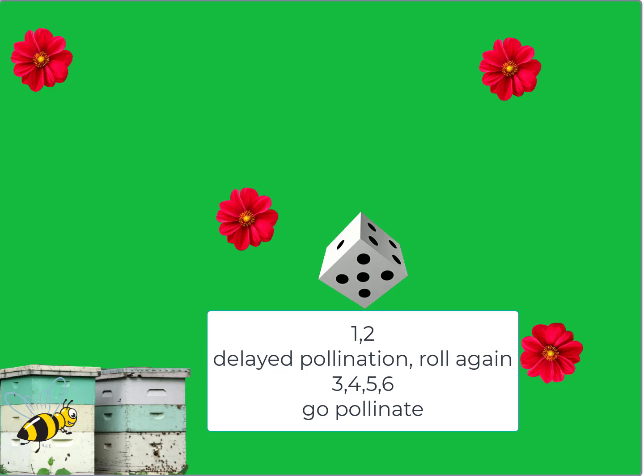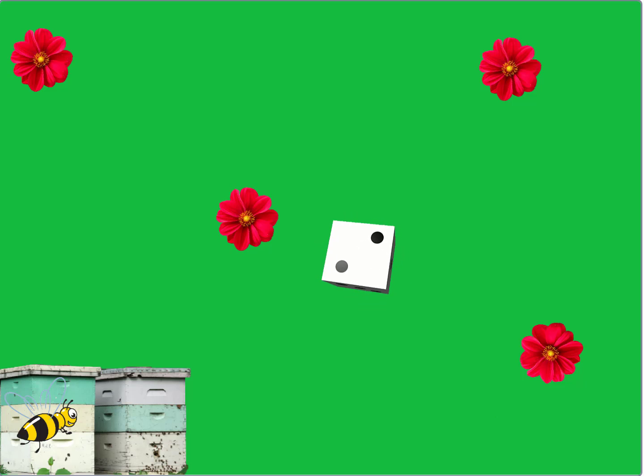The second one is going to be climate change. This is where the dice come in. Students are going to roll the dice, and if they roll a 1 or a 2, that's going to represent a delayed winter or major climate change, so the bees can't leave the hive. So that's going to be something they have to roll before they're allowed to leave the hive to go pollinate the flowers.